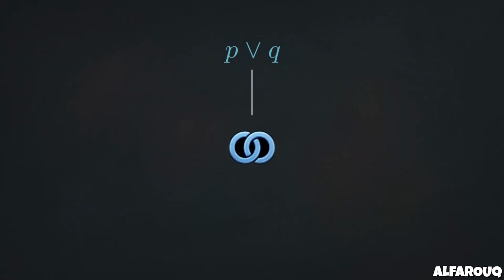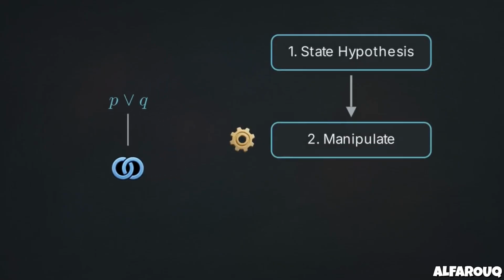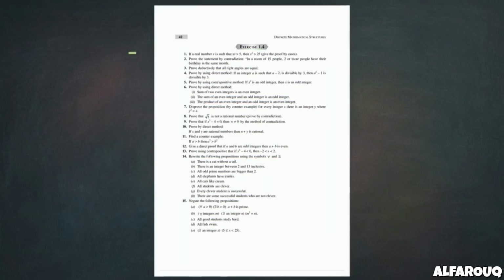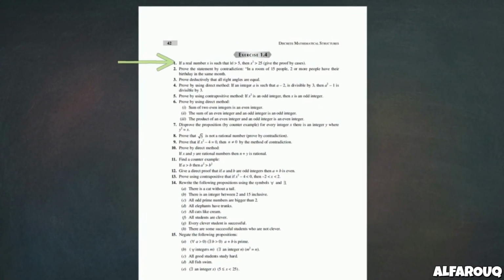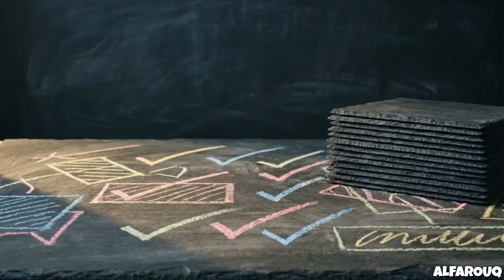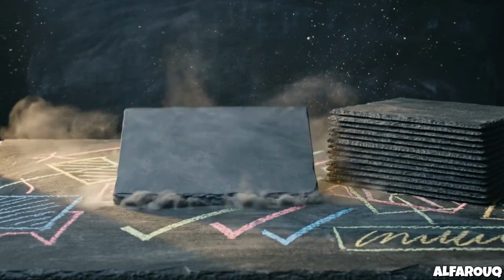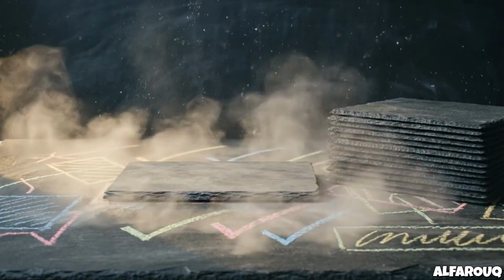Success in this course requires a strict layout. State your hypothesis, manipulate it using algebraic or logical rules, and cite the justification for your conclusion. Look at the problem set in exercise 1.4. Grab a pen, pick one of these early questions, and apply this exact step-by-step structure to solve it. Mastery in discrete math depends on internalizing the logical framework that allows you to prove any mathematical truth from first principles.